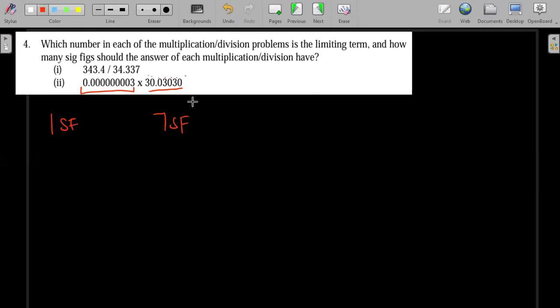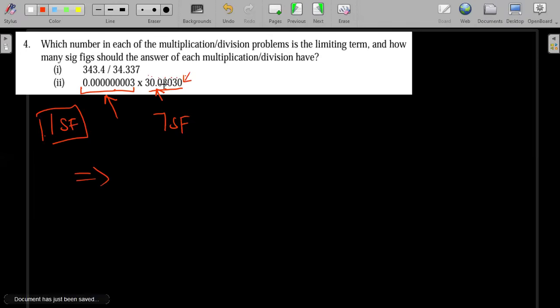All the zeros here are significant, including this 0 at the end, which is a trailing zero, because of the presence of the decimal point. The others are just captive zeros, so we also count them as significant. So this number has 1 significant figure and this number has 7. When you multiply them, the final answer should have 1 significant figure. So the limiting term is the one with 0.000 until you get your 3. It tells us that our answer should also have 1 significant figure.